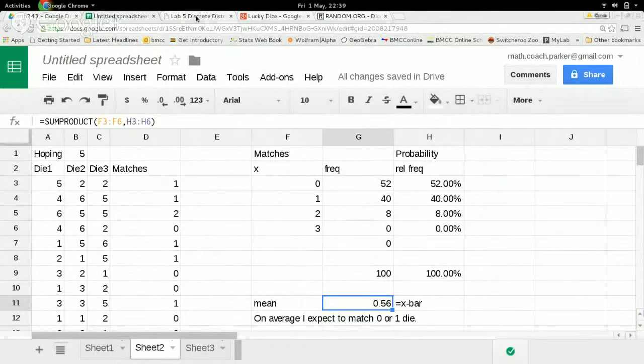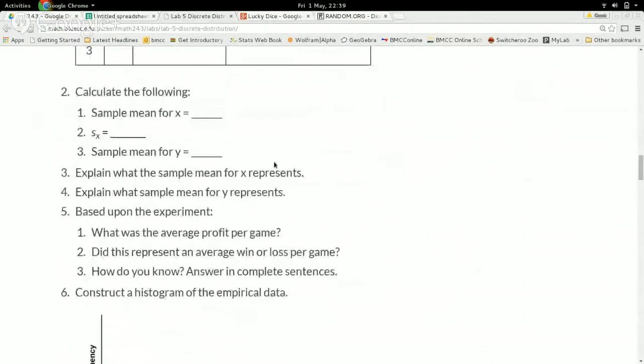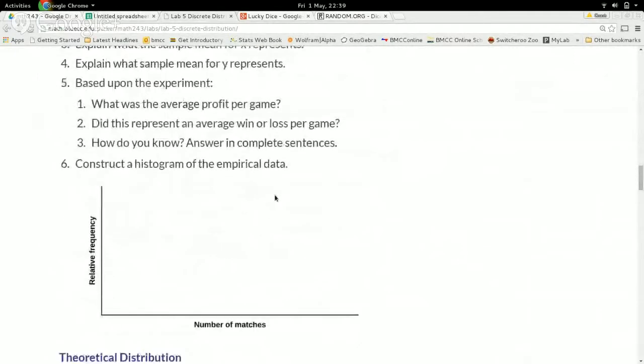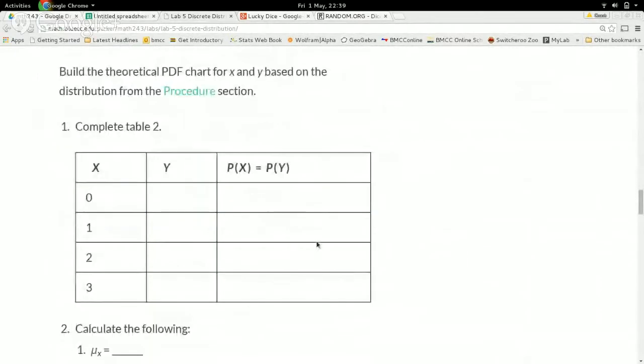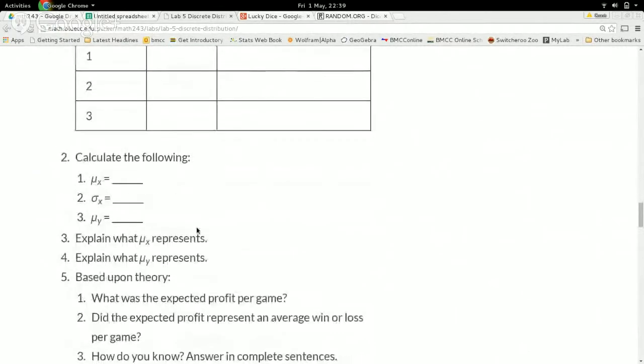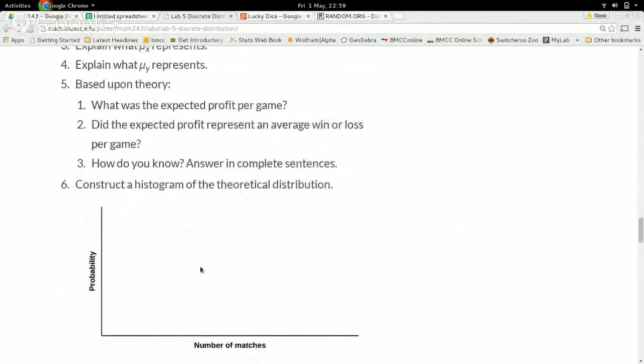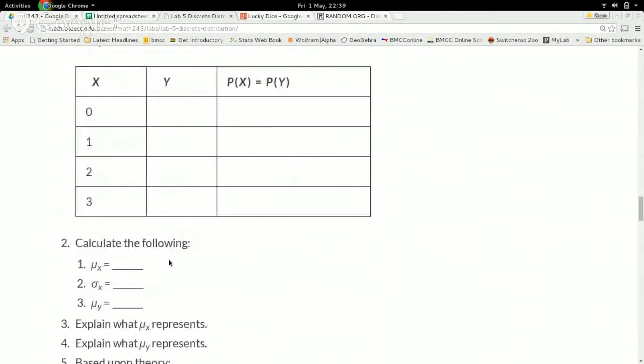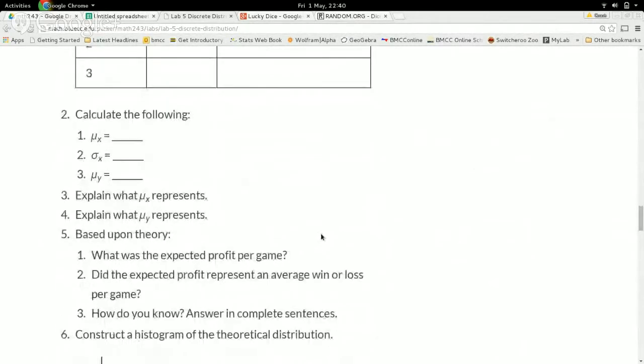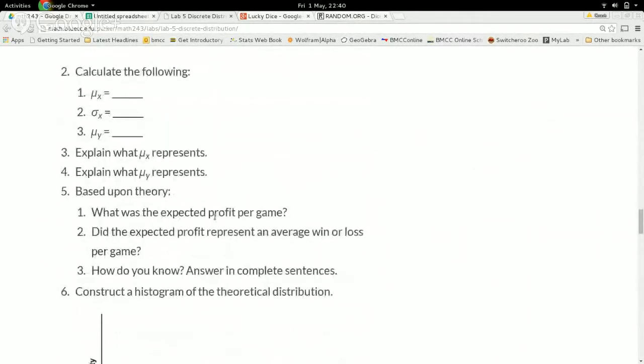Let's see. Some other questions you're going to try and answer here. Theoretical distribution, we just set up using the binomial formula. You can fill in the y's and do some more work on that in a moment. And again, we want to make a picture of the probability histogram from columns 1 and 3 here. You can do that on the computer or by hand, and you have some questions to answer.